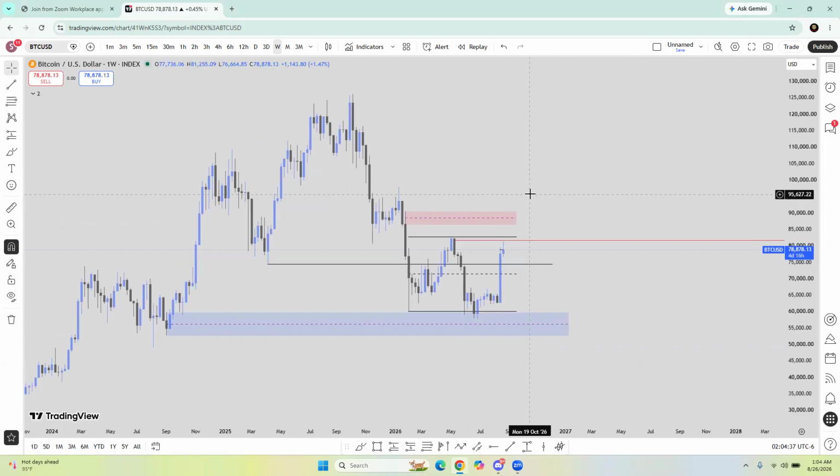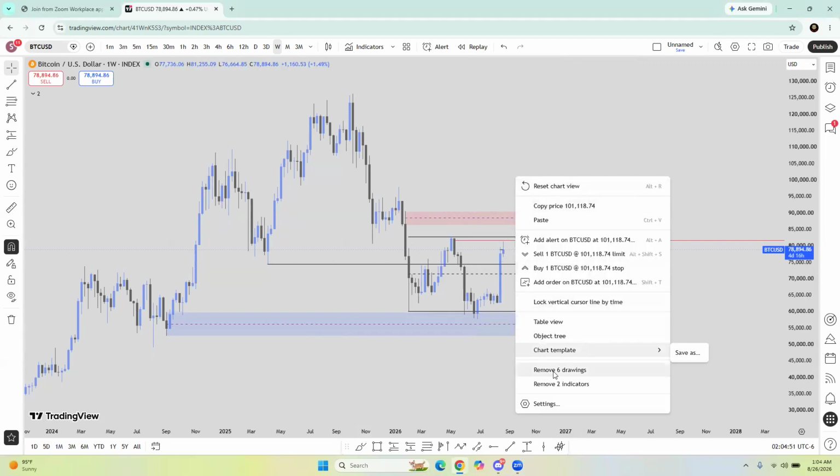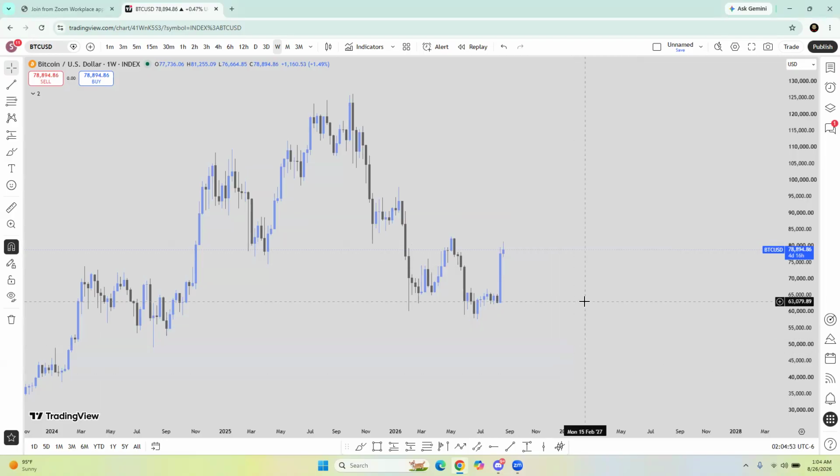Now back to the second one, because I thought now it's time for the quick update. So it's a weekly chart and I have marked too many levels. Simply, we will remove everything and we will start marking again.